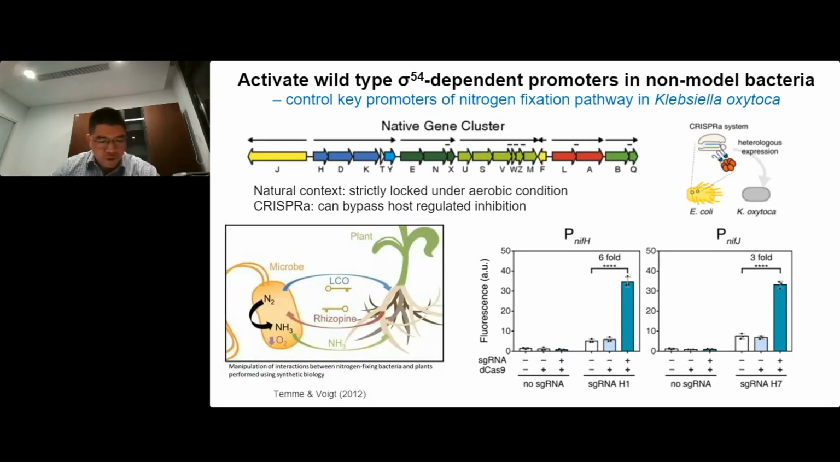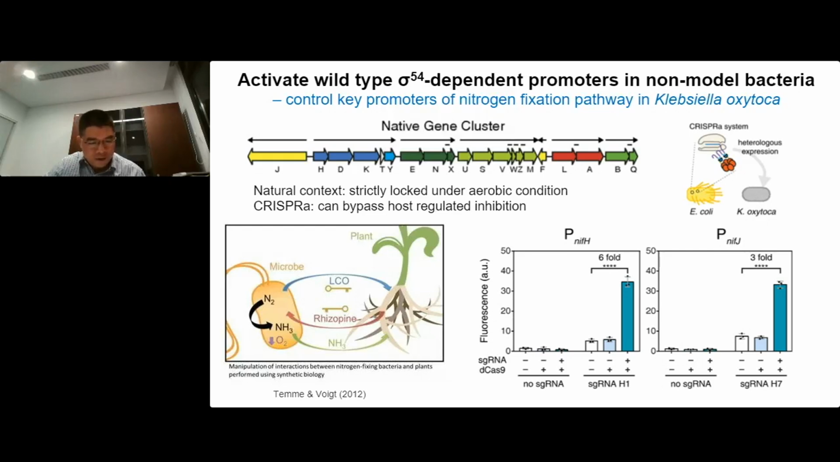This slide shows that our CRISPR system can function in non-model bacteria with biotechnology relevance. We demonstrate this by using CRISPR-A to activate the sigma-54-dependent nitrogen fixation pathway genes in Klebsiella oxytoca, a free-living soil bacterium that can convert atmospheric nitrogen into the nitrogen fertilizer ammonium.